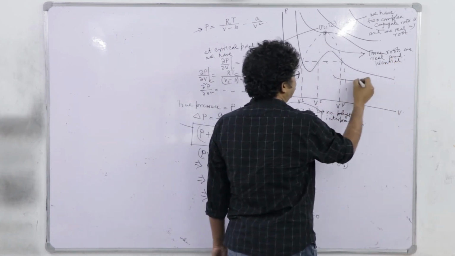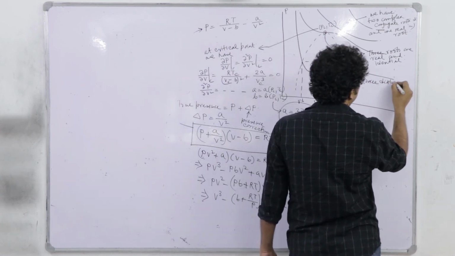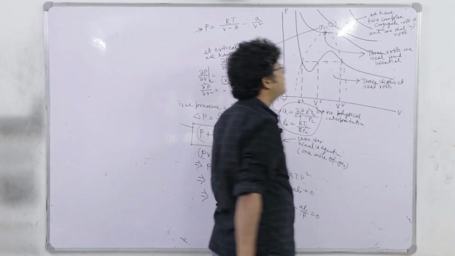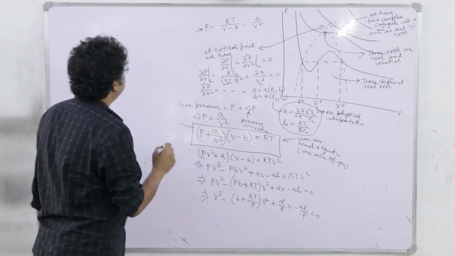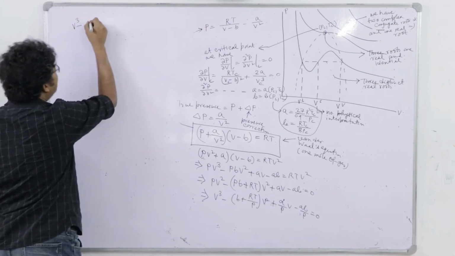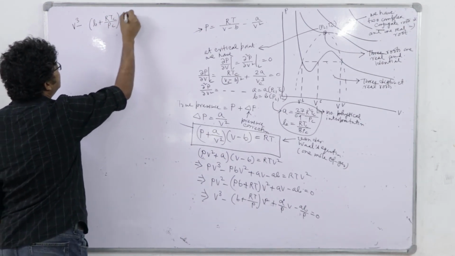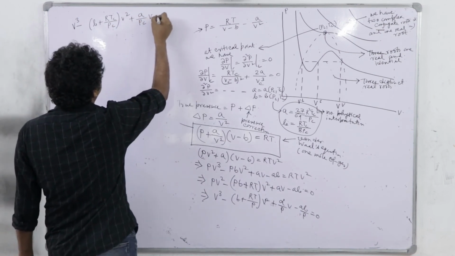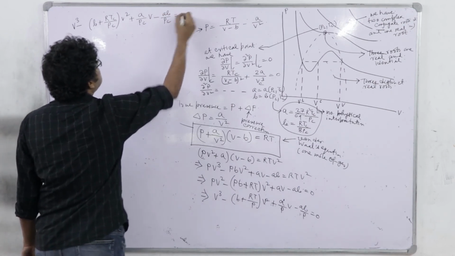And here, as we have discussed, three distinct real roots. Right. So, at the critical point, three roots are real and identical. So, you see we can write this: V cube minus (B plus RTc divided by Pc) into V square plus A divided by Pc into V minus AB divided by Pc equal to 0.